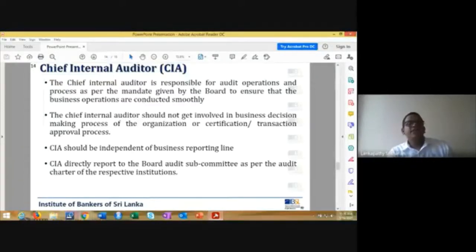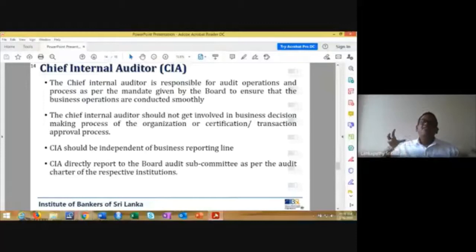The chief internal auditor is responsible for audit operations and processes as per the mandate given by the board, to ensure that the business operations are conducted smoothly. The chief internal auditor should not get involved in business decision making, business risk, or the processes of the organization, such as certification, transactions, approval processes, etc.